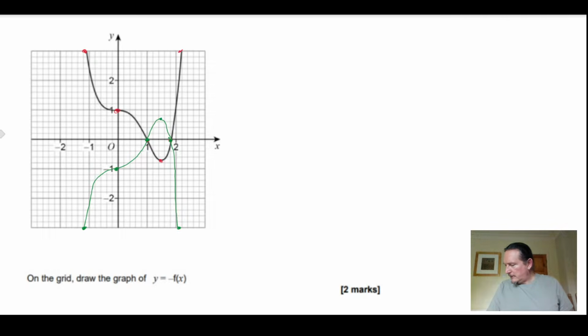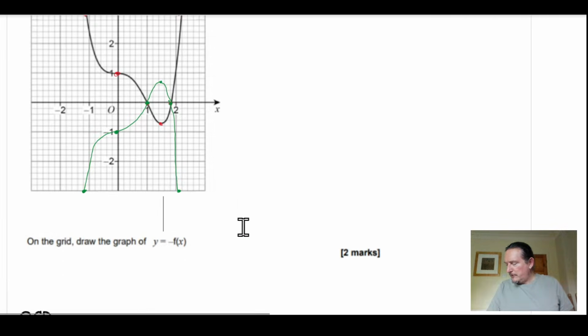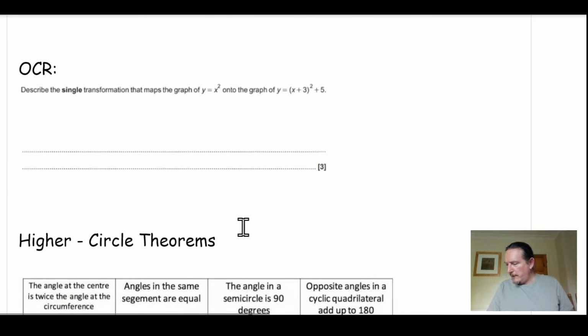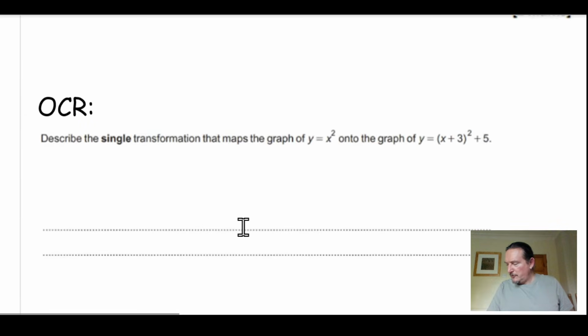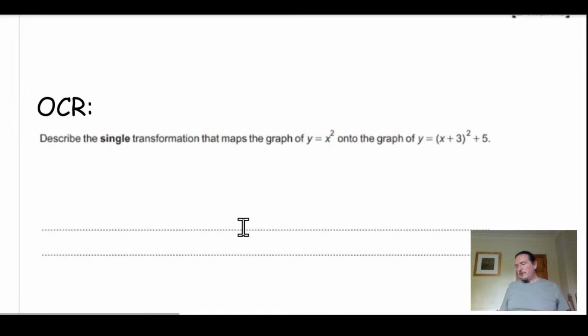Right, so let's crack on. So that was all right. It was a little bit wibbly wobbly, but we managed to get through it. The OCR one, strangely, no picture. Describe the single transformation that maps the graph y equals x squared onto the graph of y equals (x plus 3) all squared plus 5.